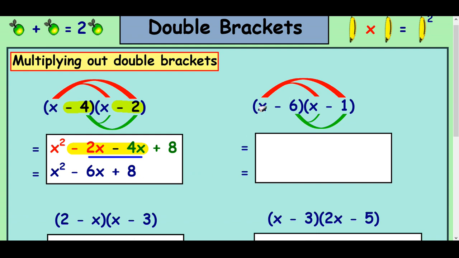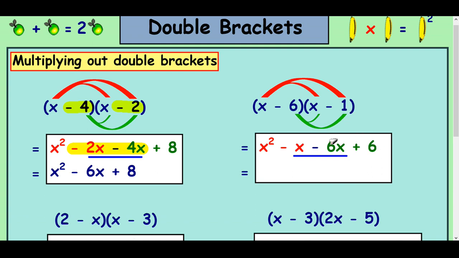Okay, let's look at the next one. So we're doing x times x to start. Nice easy start, x squared. Now you're doing x times negative 1. That's negative 1x. Now we don't write the negative 1, we just write negative x. We're then moving on to the 6, which is a negative 6. So negative 6 times x is negative 6x. And to finish off, negative 6 times negative 1 is positive 6.